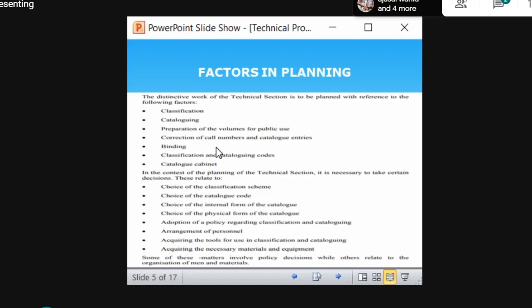So you can say AACR2 revised edition is better, or RDA is better, or Triple C is better. Whichever is good according to the nature of the library, you have to decide. So these are policy decisions.